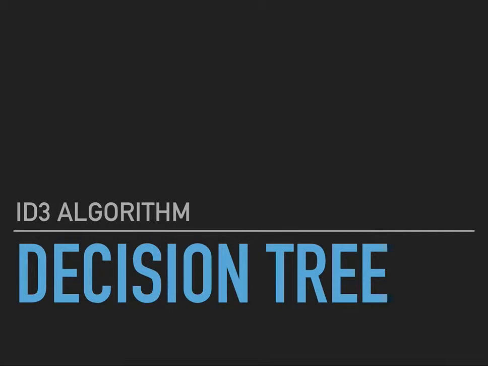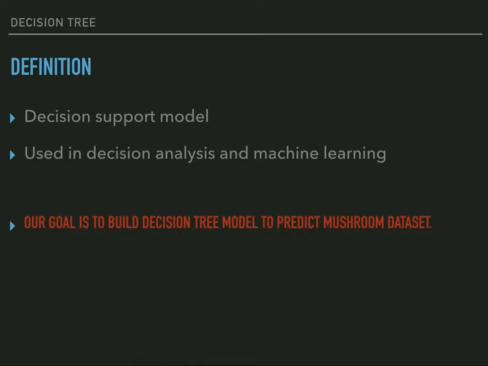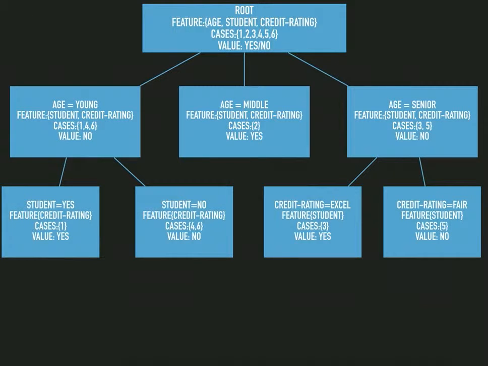Today we would like to talk about a very popular tool in machine learning, which is called decision tree. Decision tree is a decision support model and it is used in a variety of different areas, such as decision analysis and machine learning. Our goal in this project is to build a decision tree model to predict the mushroom dataset. Let's consider an example of decision tree.